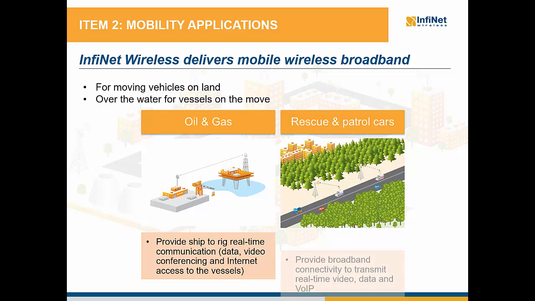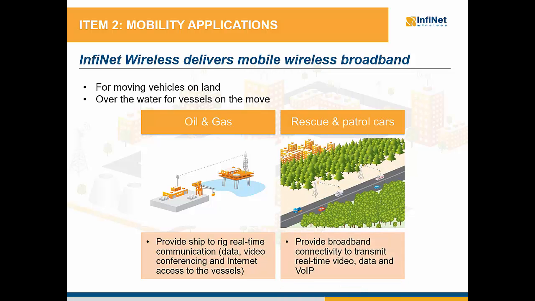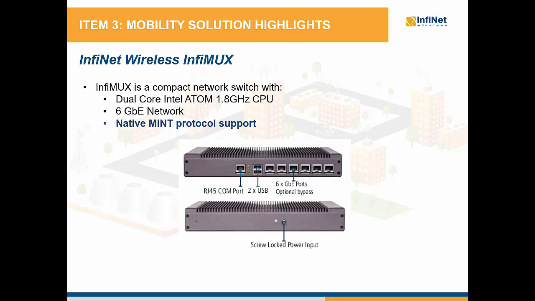A mobile network can be deployed in such a way as to achieve the initial traffic requirements for this kind of project. For instance, for the rescue and patrol cars, maybe we need to provide broadband connectivity to transmit real-time streaming from the video surveillance cameras, which can be installed on those types of cars. Now, having presented the applications, the next goal of the webinar is the solution that Infinet Wireless has in order to address all these kinds of mobile applications.